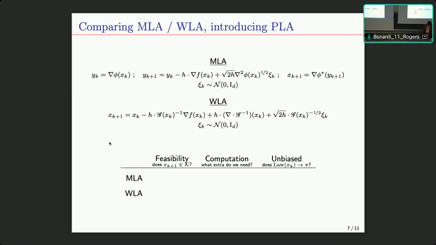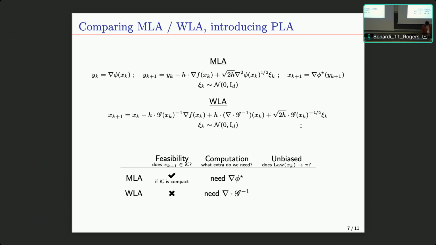And then if we compare these two, there are a few things that we need to check. So firstly, are they feasible, in that does the next iterate stay within our feasibility set K? For the mirror Langevin algorithm, it does stay in K because the update is actually happening in the dual space, which is unconstrained, and then we are mirroring back to the constrained space. So it is bound to stay in K. For WLA, however, that is not guaranteed because in x_{k+1} we are adding a Gaussian random variable here, which can very well push us outside our set.